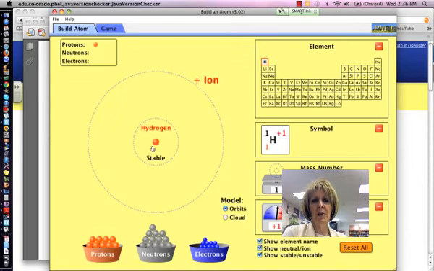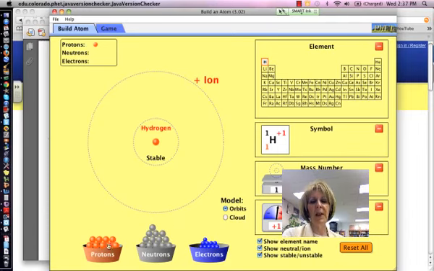Protons are found in the nucleus. This model is not accurate. Remember that if you blew up the nucleus of an atom to the size of a basketball, the electrons would not be found until half a mile away. So remember, an atom is mostly empty space. But this is a model that helps us to understand where these particles are. So protons weigh 1 AMU, and neutrons weigh 1 AMU.